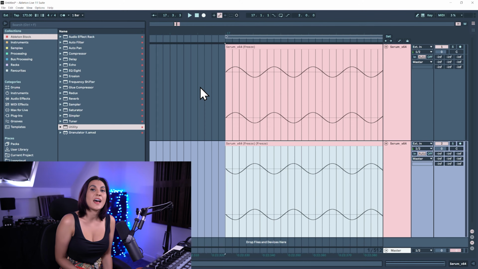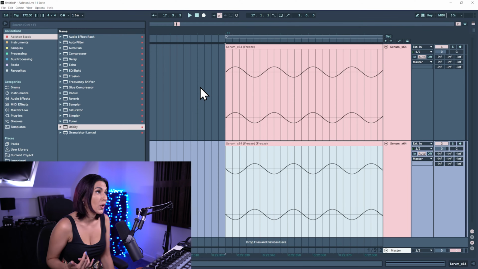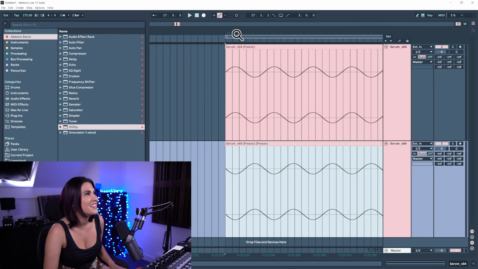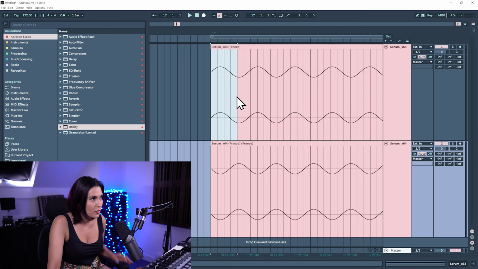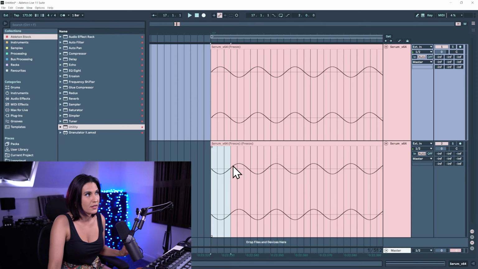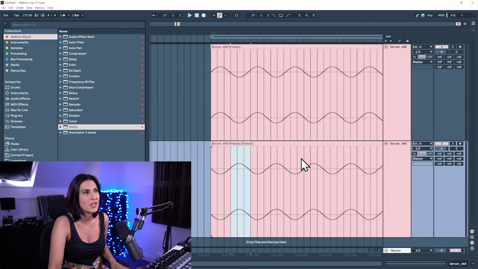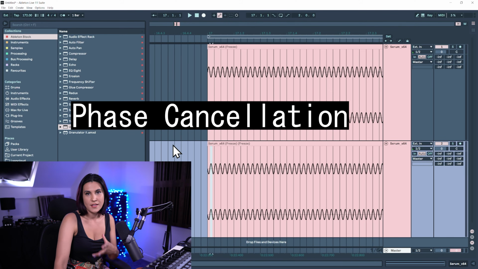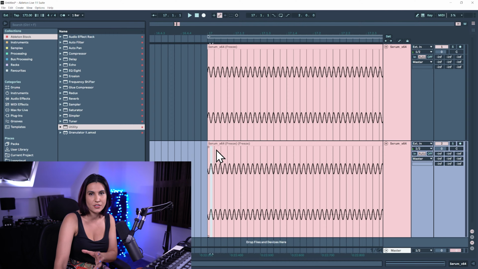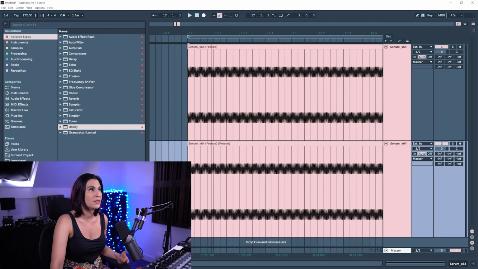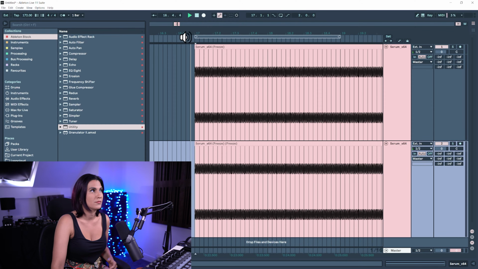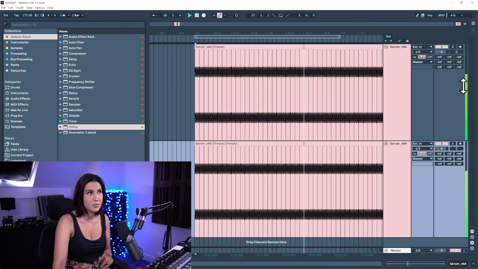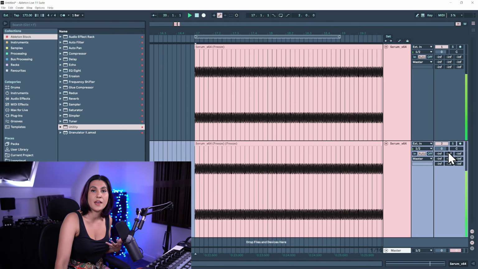In this instance, I've inverted the phase, or to use the correct term, flipped the polarity. And now we can see that when this wave peaks, this wave is creating a trough. And when this one is in its trough, this one is in its peak. And this is going to cause phase cancellation. These two waves are going to cancel each other out. And the resulting sound is, well, no sound. You can see the meters moving in Ableton, but we can't hear any audio.